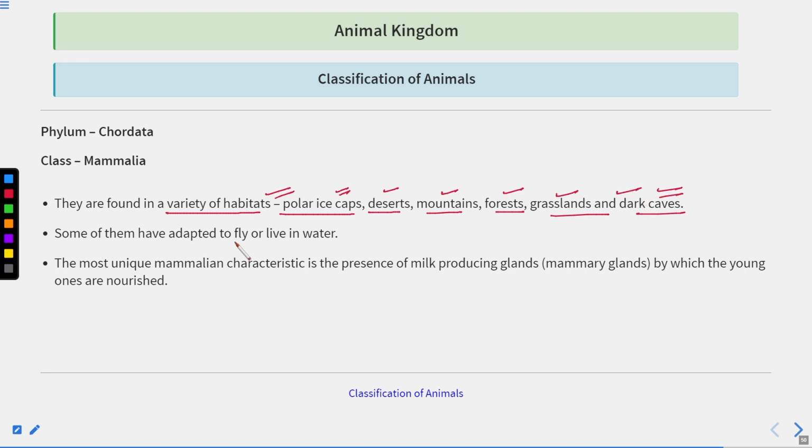Some of them have adapted to fly or live in water. Some of the organisms of the Mammalia are adapted to fly like birds, but some live in water as well. Blue whale. The most unique mammalian characteristic is the presence of milk producing glands. So they have the mammary glands. They can produce milk to feed their young ones, by which the young ones are nourished.